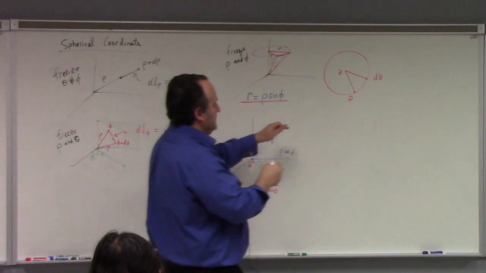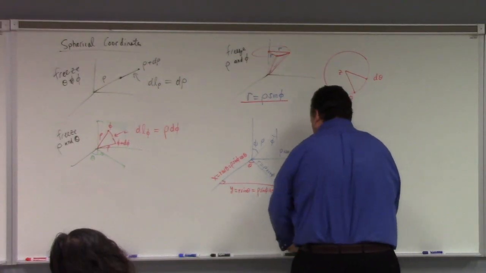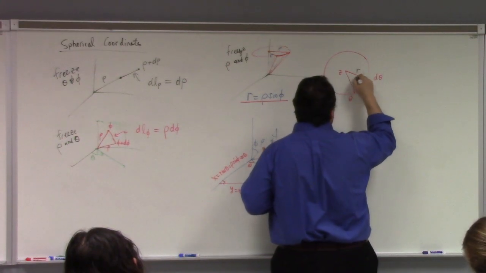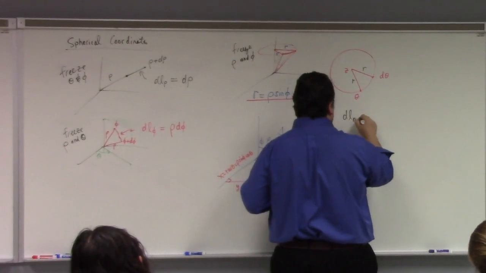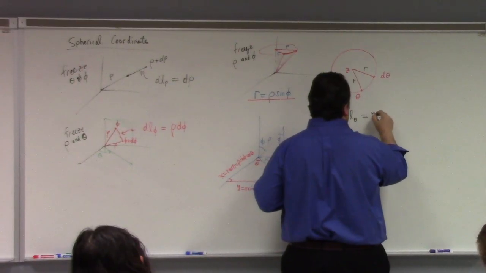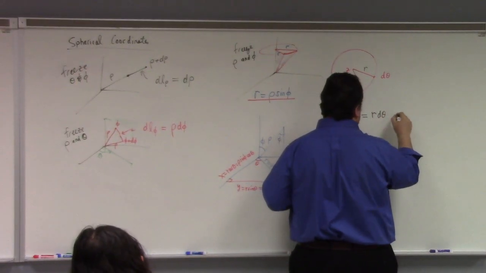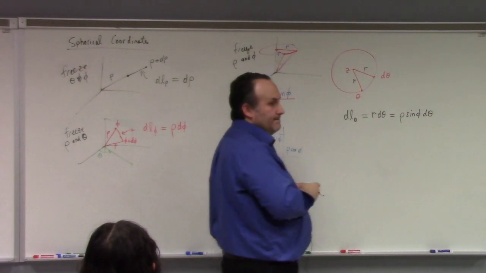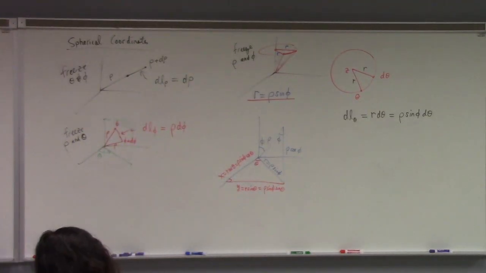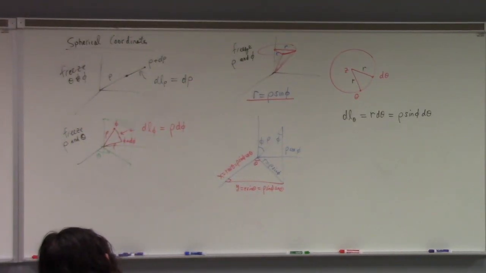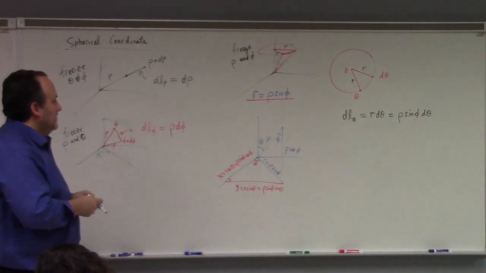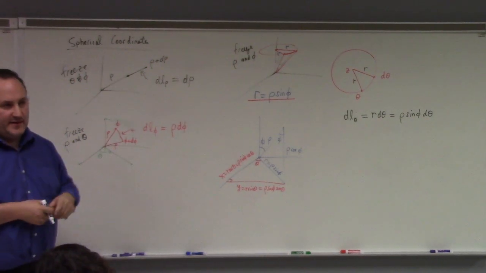So this r here, we're sweeping out, we've frozen theta, right? Frozen phi. So dl theta is what? It's r d theta, but that is actually rho sine phi d theta, right? So, all right, we've found our infinitesimal length in the rho, in the phi, and now in the theta direction.